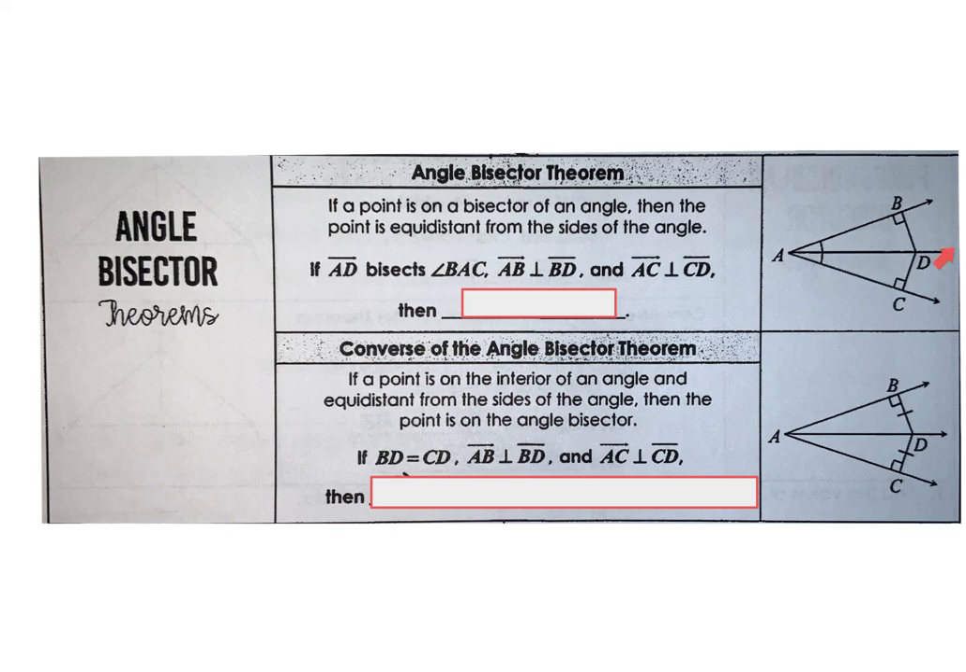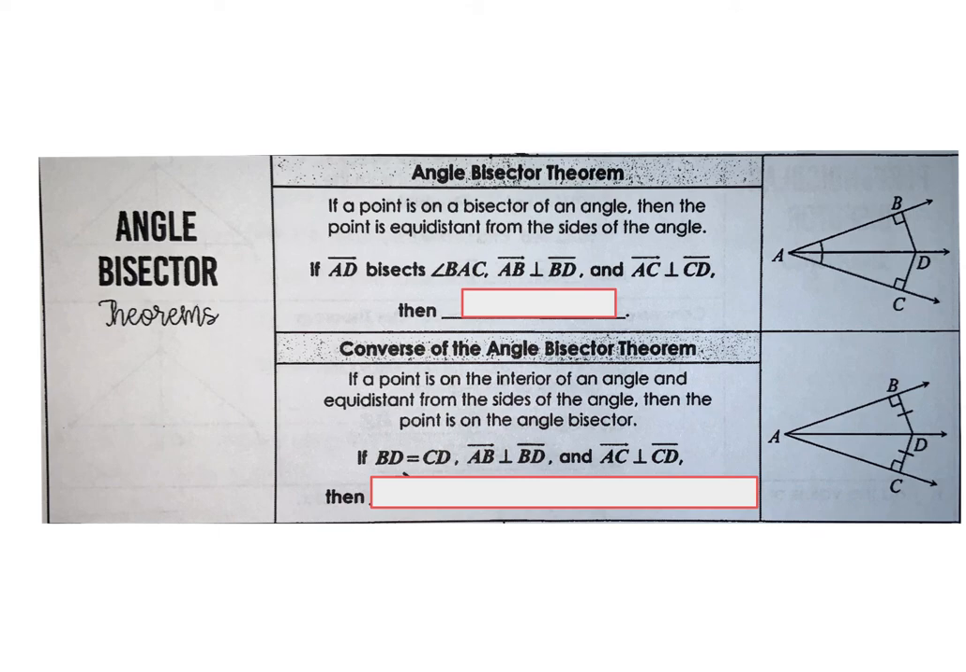What they're saying is if this line here, AD, is cutting this angle in half, and then we have a perpendicular here, from A to B, is perpendicular to this line segment, and AC is perpendicular to this line segment.